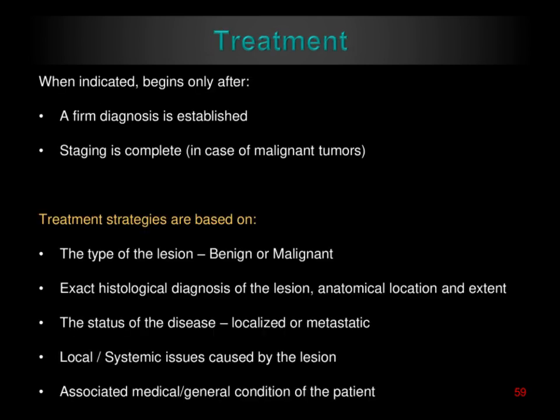Now, coming to treatment. When indicated, treatment begins only after a firm diagnosis is established and when the staging is complete in the case of malignant tumors. Treatment strategies are based on the type of the lesion, whether it is benign or malignant, exact histological diagnosis of the lesion, anatomical location, and extent of the lesion in that particular location. It depends on the status of the disease, whether it is localized or metastatic. It also depends on the local and systemic issues caused by the lesion and any associated medical general condition of the patient.